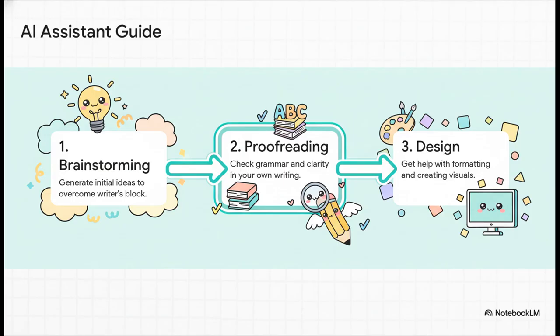First up, brainstorming. It's fantastic for generating some initial ideas or just breaking through that awful writer's block. Second, proofreading. Use it to check for grammar and clarity, but, and this is key, on text you've already written yourself. And third, it can be a great design helper for things like formatting or creating charts.